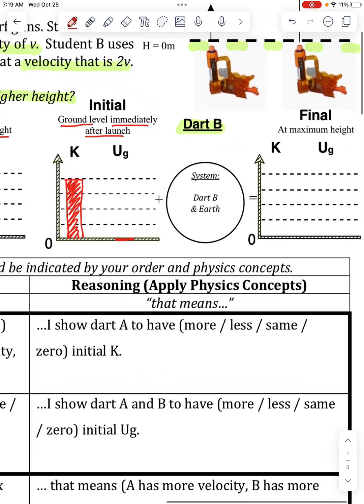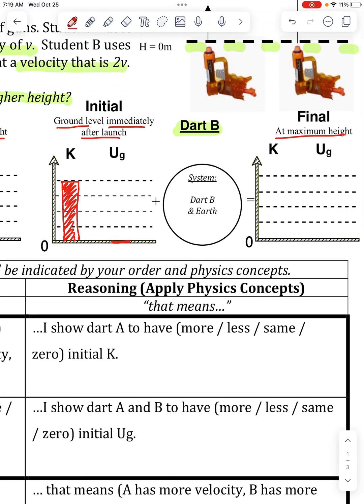Same kind of thing is going to happen for dart B. It's at the maximum height. No velocity there, so no kinetic energy. And so all the kinetic energy turns into UG. So then we can shade that in.